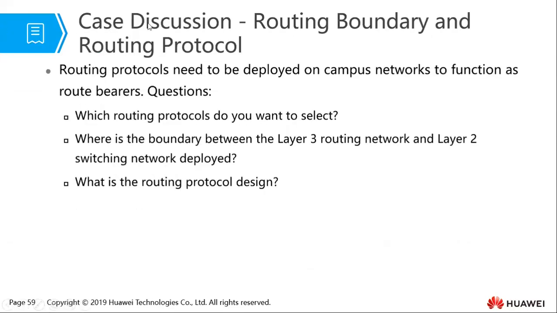Okay, so we have a scenario here on routing protocols. Routing protocols need to be deployed on the campus network to function as route bearers. So the question is, which routing protocols do we want to select? Then what is the boundary between the layer 3 routing network and the layer 2 switching network? And what is the routing protocol design?